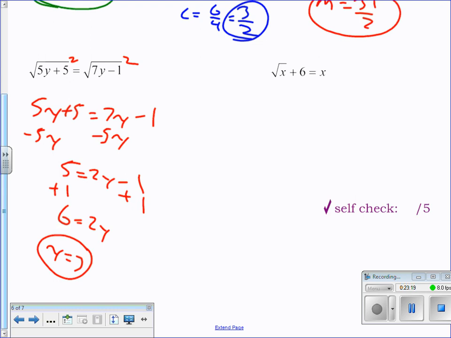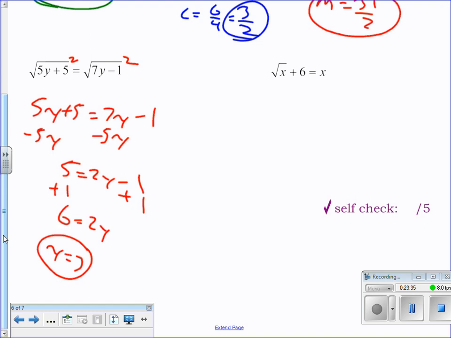3 times 5 is 15. 15 plus 5 is 20. 3 times 7 is 21. 21 minus 1 is 20. Square root of 20 equals square root of 20. 3 is good. And then the next one.